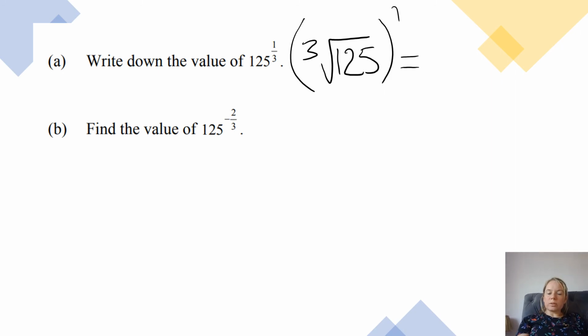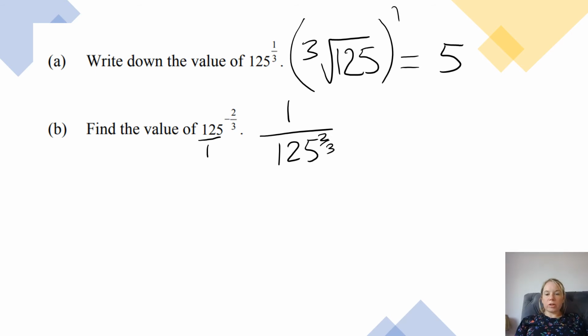So what is the cube root of 125? Well, that's just going to be 5, because 5 times 5 times 5 equals 125. Okay, and obviously to the power of 1 will just be 5. This one is fractional and negative. So with negative, you flip, say for example, this is 125 over 1. You flip the fraction so that it's now 1 over 125. And that gets rid of the negative, but you still need to worry about this to the power of 2/3.